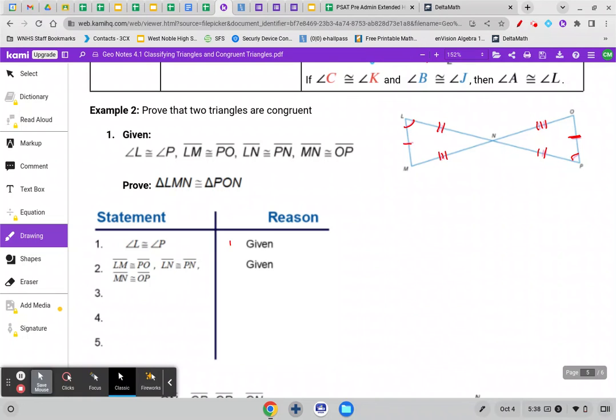So I started by writing out my givens. Notice it's broken into two steps. You don't have to necessarily do that. I then see something really quickly. I know vertical angles exist. So I can go ahead and say angle LNM is congruent to angle ONP. Okay? So this is just the vertical angles theorem.